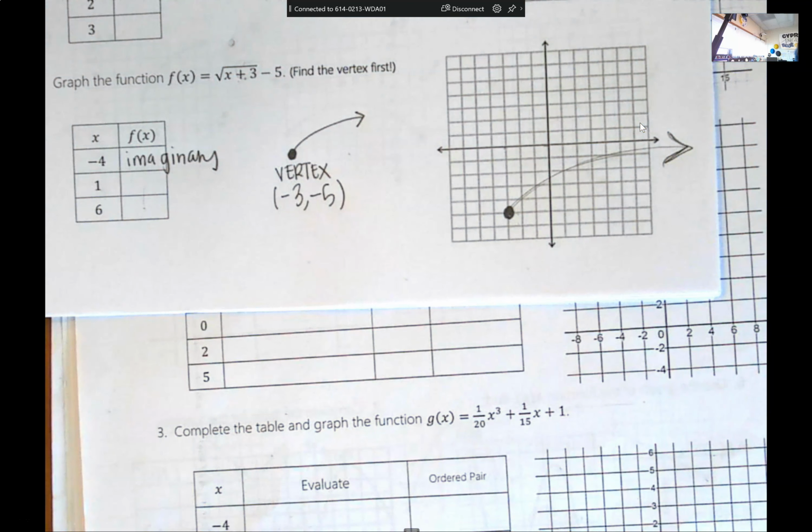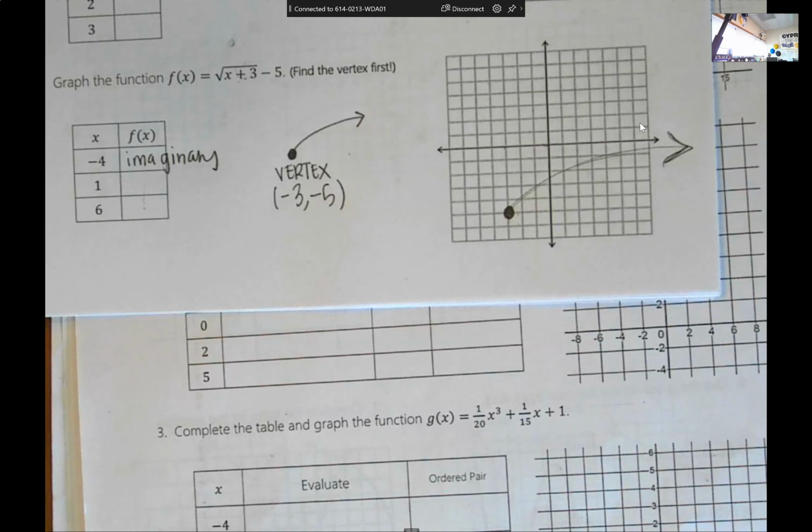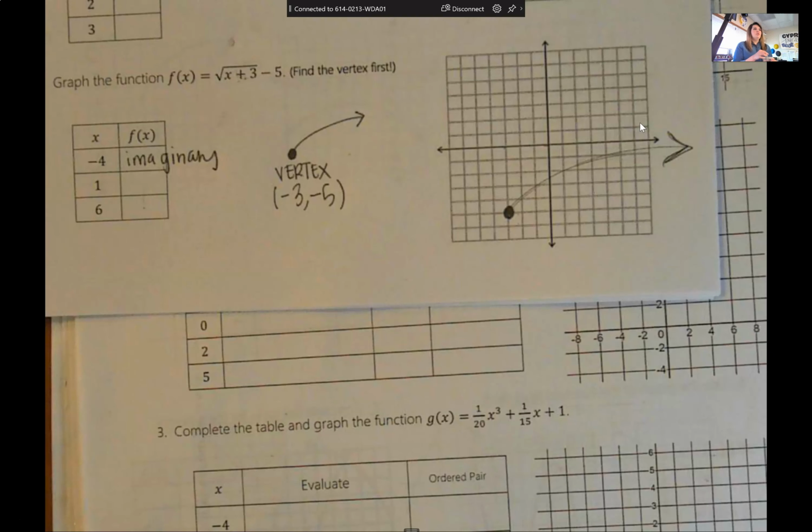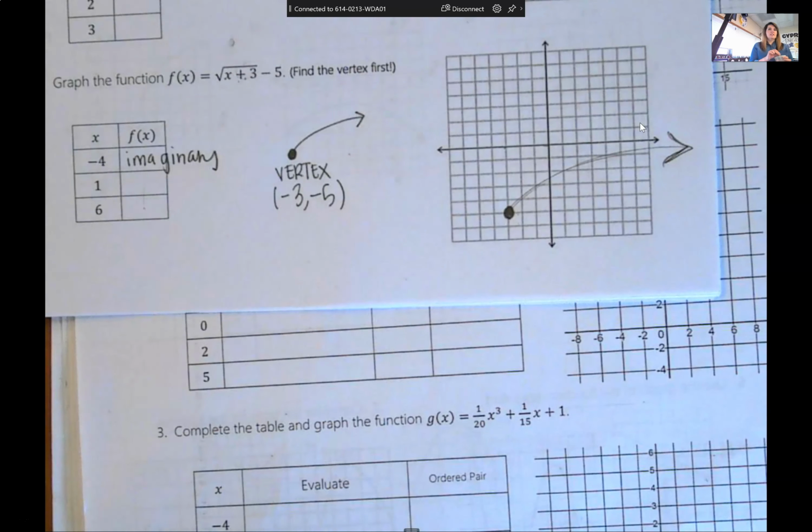Yes? So for negative numbers, do we just have to write them in imaginary? Yeah. It's not i, because i is the root of -1, so I would just write imaginary. I'm going to give you like 30 seconds to get started, and then I'm going to come walk around to see what you're doing.